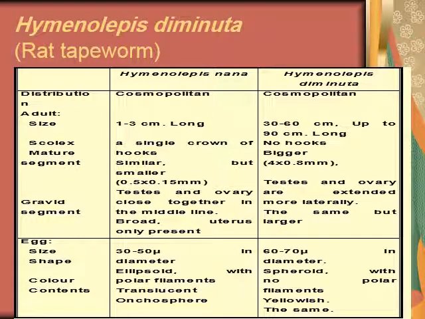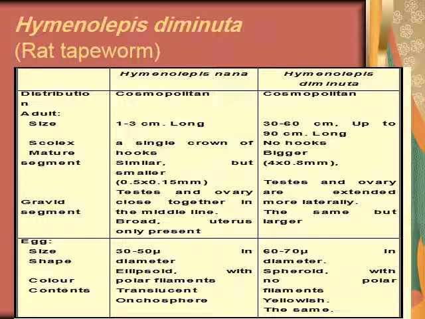The second worm of the arthropod-transmitted cestodes is Hymenolepis diminuta. This is called the rat tapeworm because it is very common in rats and very few infections happen in humans. It is also cosmopolitan, the same distribution as Hymenolepis nana. The adult size is about 30 to 60 centimeters, and up to 90 centimeters long in big rats, because it is very large, compared to Hymenolepis nana, which is about 1 to 3 centimeters long.